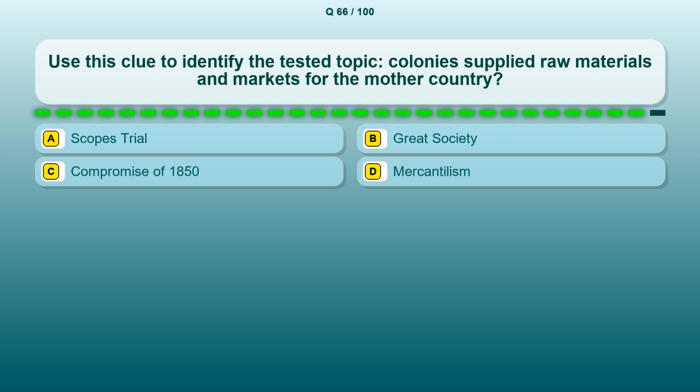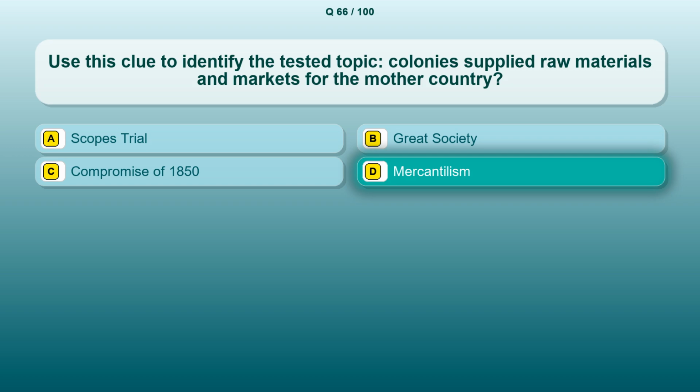Question 66. Use this clue to identify the tested topic. Colonies supplied raw materials and markets for the mother country. Option A, Scopes Trial. Option B, Great Society. Option C, Compromise of 1850. Option D, Mercantilism.